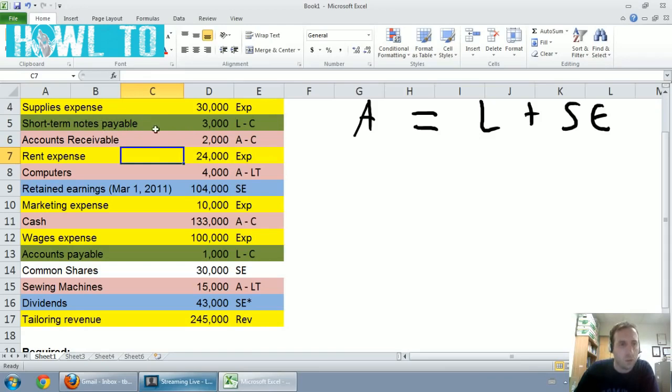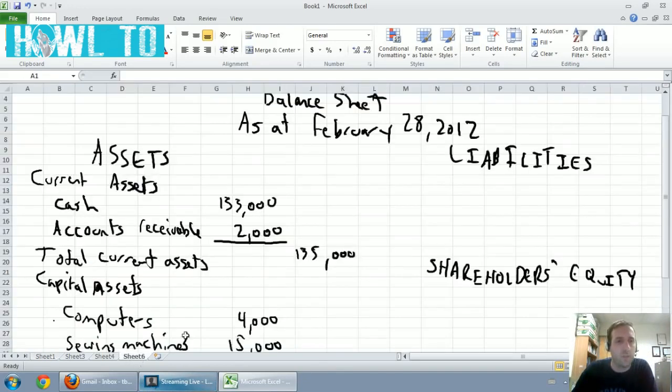We've got short-term notes payable and we've got accounts payable. A bit of guesswork here. Generally speaking, accounts payable comes first. If we have any like bank demand loans, they might come even before that. But accounts payable is often going to be the first current liability. Then we'll go with short-term notes payable. Again, order matters, and that's order of liquidity.